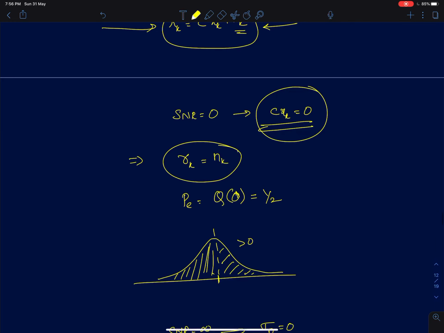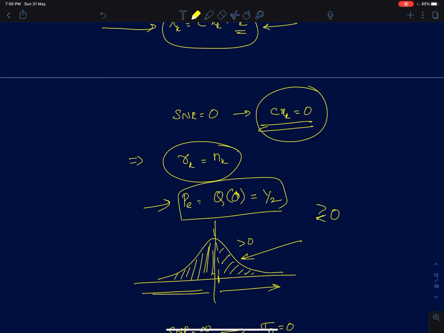Because it is Nk, your received signal will simply be purely noise. So if I just use a greater than 0 and less than 0 threshold detector, the probability of error is simply going to be half. It's pure noise. There is a 50% probability that your signal will lie on one side and 50% on the other. That's how you get a probability of error as half. We'll derive the exact expression later, but I'm just giving you a hint.